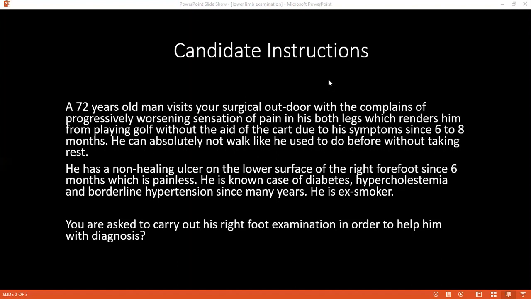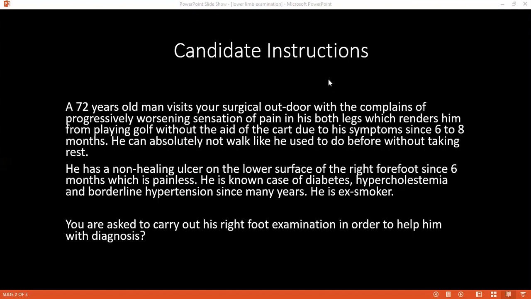Yes, I want to do a plain radiograph of the right foot, then also do a fasting blood sugar to know his blood sugar and then the glycosylated hemoglobin. I also want to do a wound biopsy for both MCS and histology, to know the causative organism and to know if there's any malignant transformation in the wound.